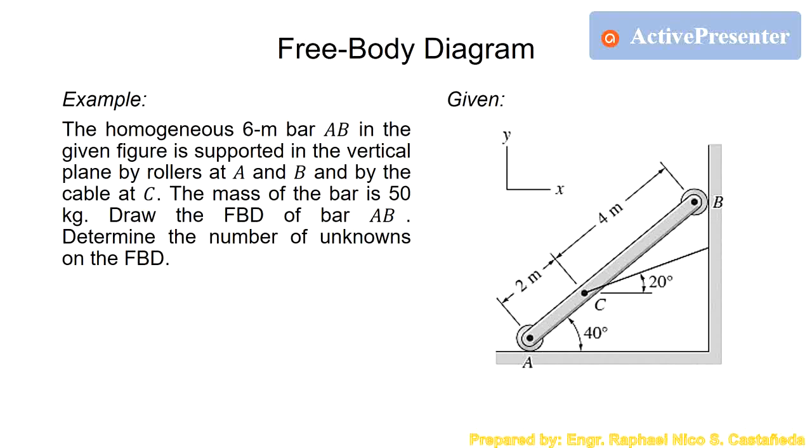So let's have an example. The homogeneous 6-meter bar AB in the given figure is supported in the vertical plane by rollers at A and B. So we have two rollers at both ends of the bar and a cable at C. The mass of the bar is 50 kilograms. Draw the free body diagram of the bar AB and determine the number of unknowns.